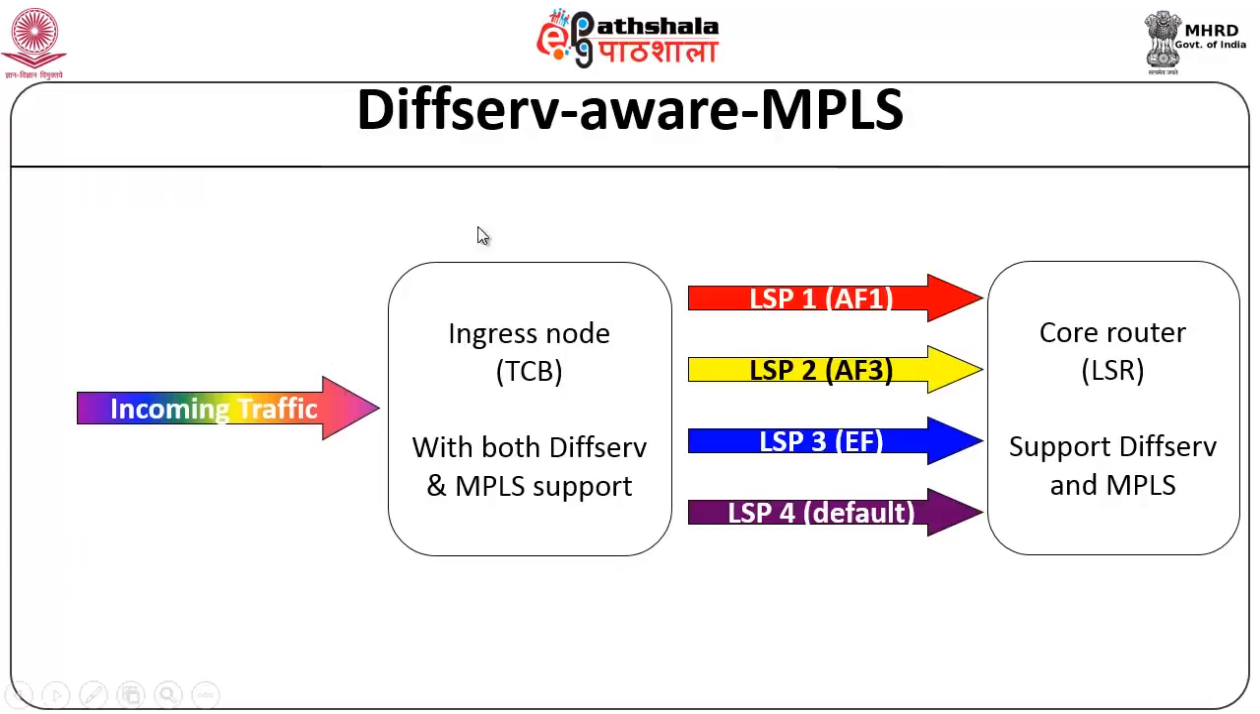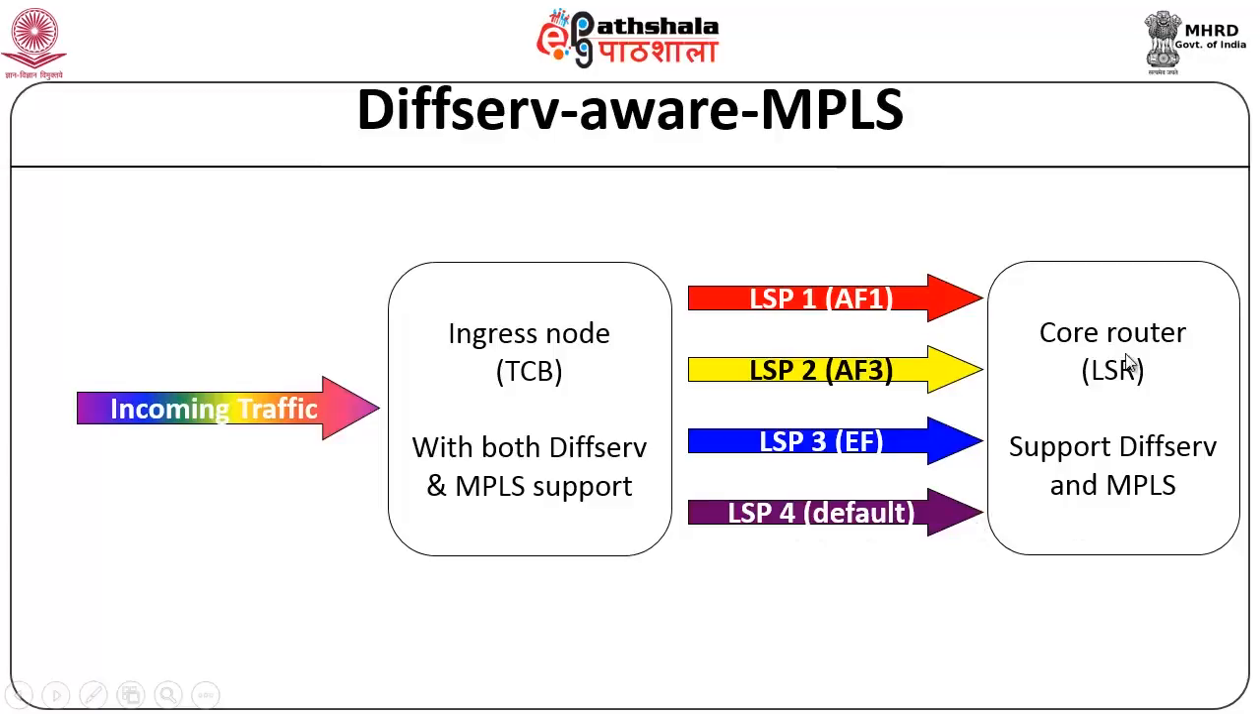What happens when you use DiffServ and MPLS combined is that incoming traffic is put through the traffic control block at the ingress node, which has both DiffServ and MPLS support. Based on this, you may classify it as belonging to different classes, such as AF1, assured forwarding 1, 2, 3 and so on, or expedited forwarding, and for each of those classes you can set up a different LSP, a label switched path. Remember we talked about LSPs in MPLS, the setting up of label switched paths, end-to-end paths. So I have LSP1 for AF1, LSP2 for AF3 and so on. So I have identified the end-to-end paths that have to be specified.